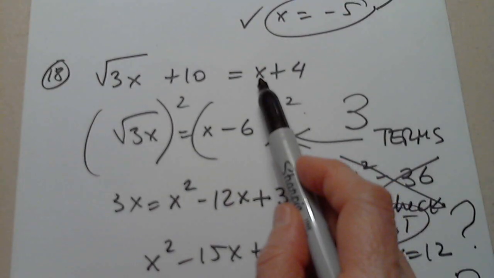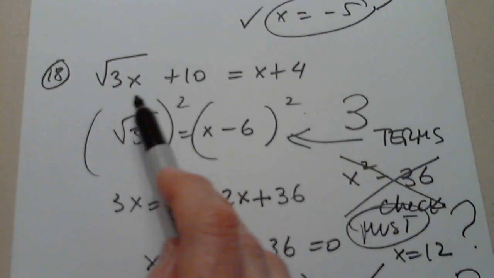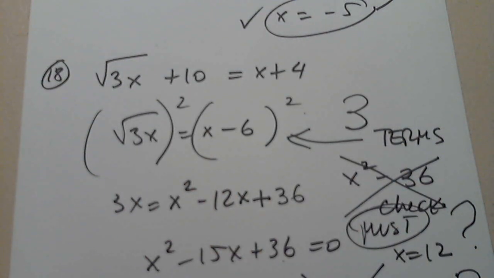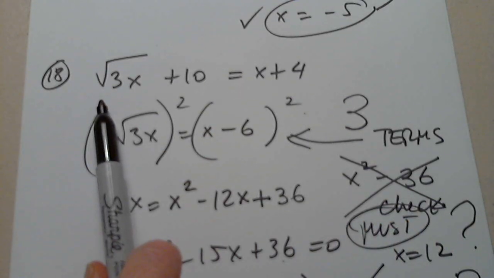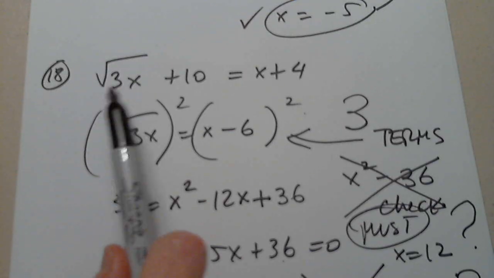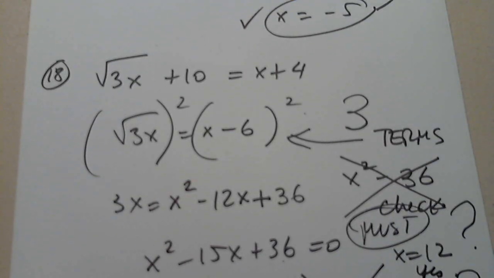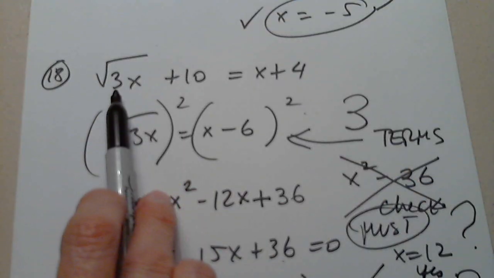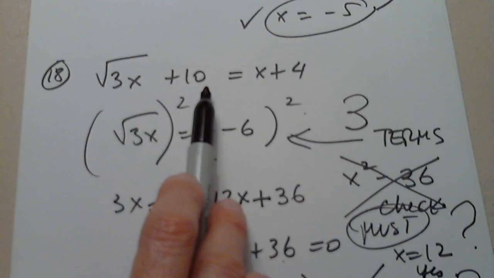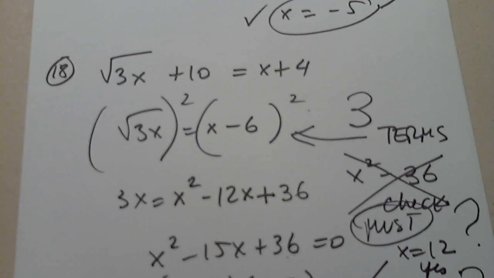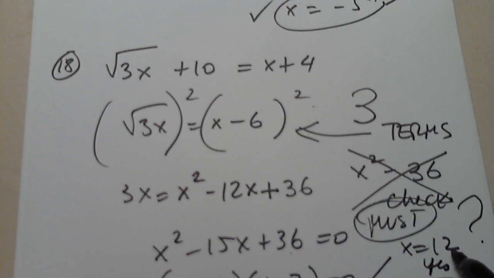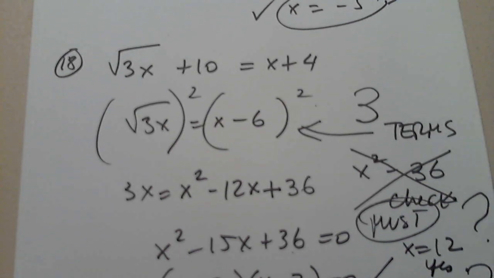When I plug in 12, on this side I have 16, and on this side I have 16. So this is a yes. Let's see with 3. This side is 7, and this side is not 7. So I will say no. This is not a solution. The 12 is. Good. So this was 18. Let's look at 19. 3 more.